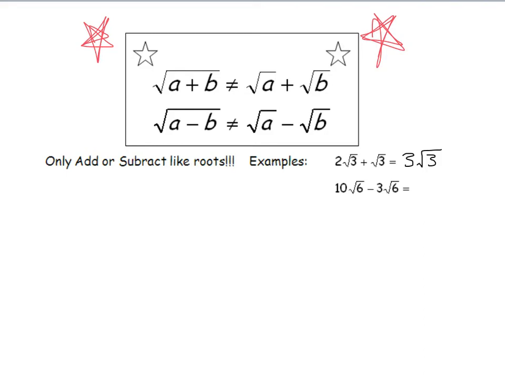In the other example, we have 10 square roots of 6 minus 3 square roots of 6. As long as the square roots are the same, you can put them together. So if I've got 10 of them over here minus 3 of them over here, when I do the subtraction, I will get 7 of them. So 7 square roots of 6. So you're allowed to add or subtract only like square roots.